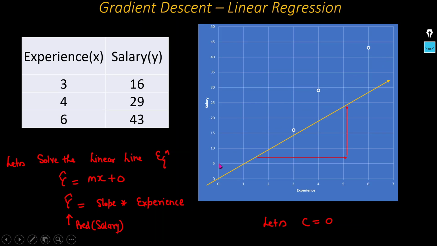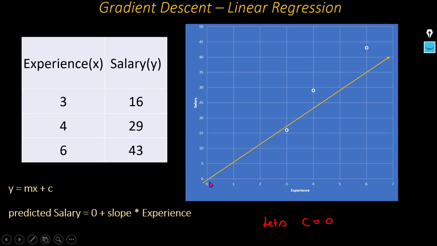I use c is equal to 0, intercept equal to 0, and then we can calculate y hat, which means the predicted output, or we can say the predicted salary. So our equation will be y hat equal to slope m multiplied by x, your experience, where c is equal to 0. So by using this particular equation, we can predict the salary.